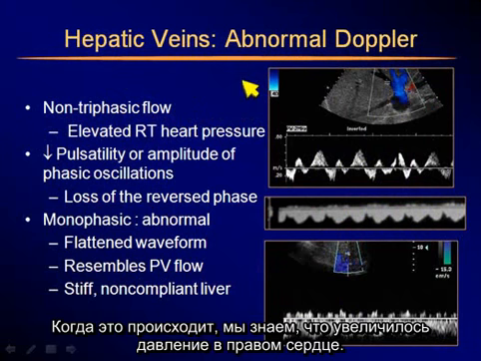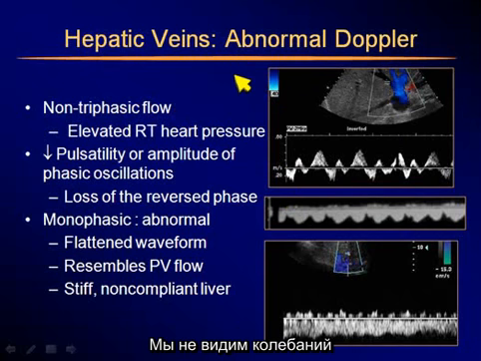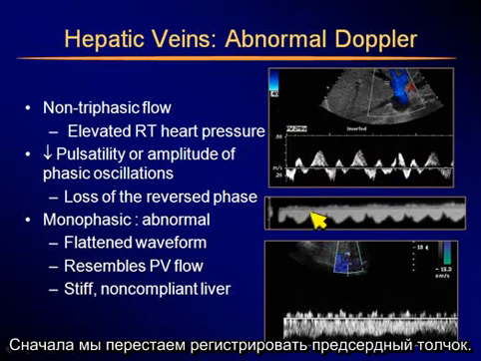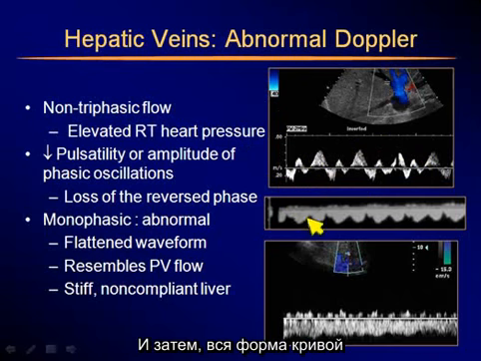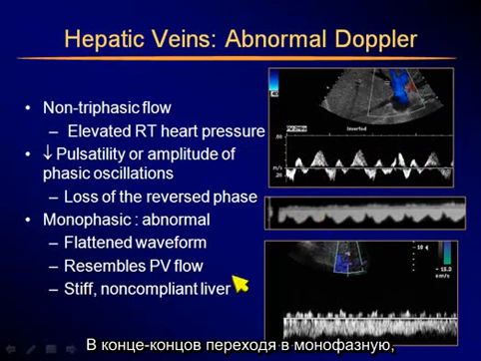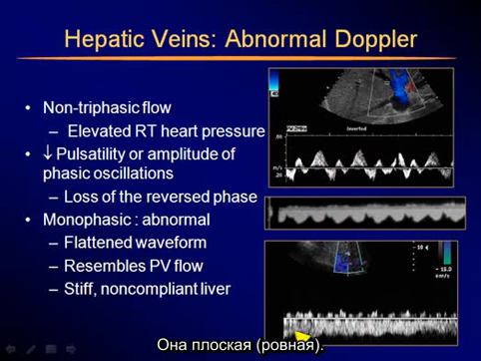So the waveform becomes abnormal when we lose that triphasic flow. When we lose that, we know that there's elevated right heart pressure. We lose the oscillations or the amplitudes. We can actually lose the atrial kick first, and then the whole waveform starts to be more dampened, eventually turning into a monophasic abnormal waveform that is flattened and almost resembles a portal vein flow. We call this portalization of hepatic venous flow.